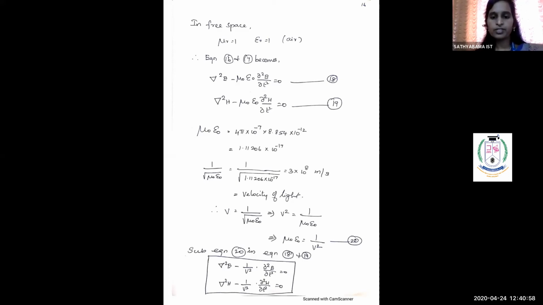And what happens to our 19th equation? There also we have mu naught epsilon naught. In the place of mu naught epsilon naught, we can substitute 1 by V square. So del square H minus 1 by V square into dou square H by dou t square is equal to 0. So these are the two equations we have derived for free space.